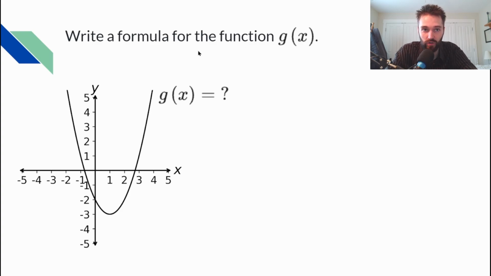Here we're asked to write a formula for the function g of x. All right? So this is a parabola, and we know how to deal with parabolas, right? The parent function that we need to hone in on is f of x equals x squared, right? This blue curve here, okay? What are we doing to this formula to end up with g? That's the question.